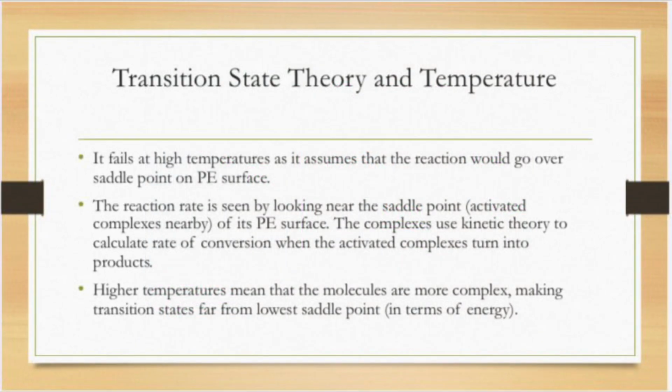Now we'll look at transition state theory and temperature. It fails at high temperatures, as some say, as it assumes the reaction would go over the saddle point on the potential energy surface. The reaction rate is seen by looking near the saddle point, which has activated complexes nearby of its potential energy surface. The complexes use kinetic theory to calculate the rate of conversion when the activated complexes turn into products. Higher temperatures mean that the molecules are more complex, making transition states far from the lowest saddle point in terms of energy.